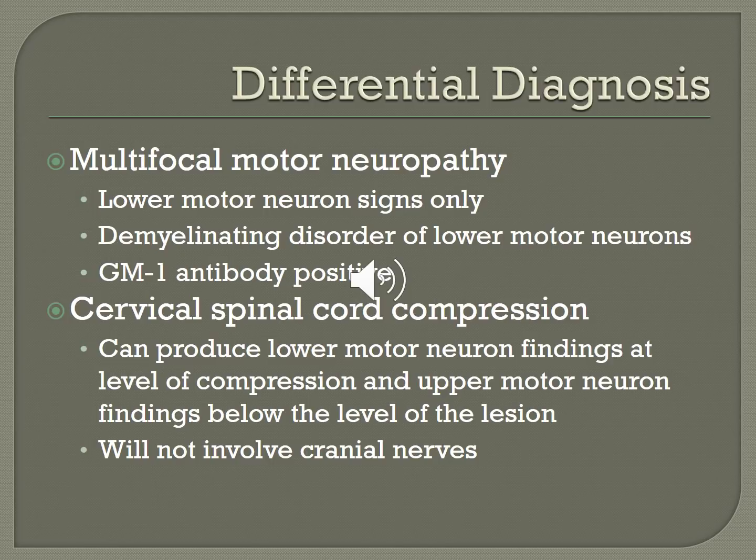However, you're also compressing the lower motor neurons that are exiting the spinal cord right at that level. So you're going to get lower motor neuron findings within the myotome that is innervated within that spinal cord segment. So you can have upper and lower motor neuron findings in the cervical cord compression lesion. However, you will not have any cranial nerve findings. So if you have a patient who you're suspicious of ALS, but they have bulbar findings, then it's not going to be located in the cervical cord.